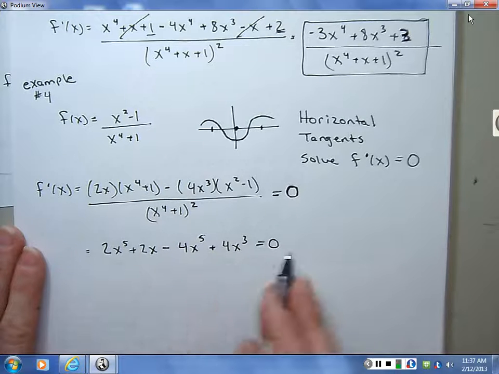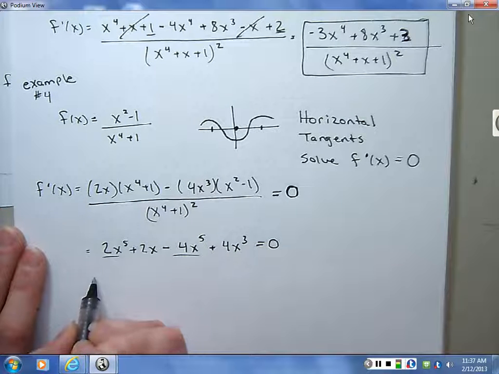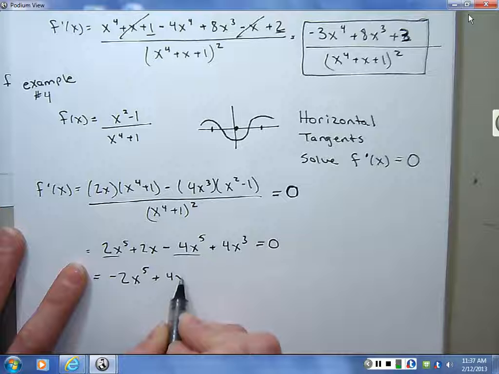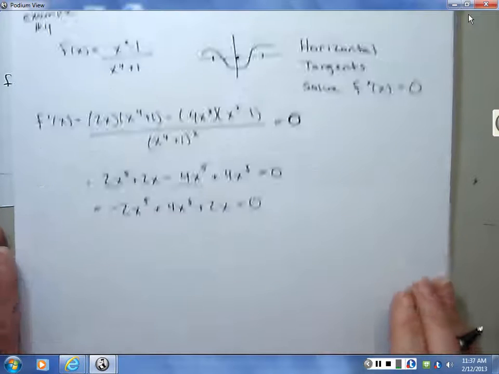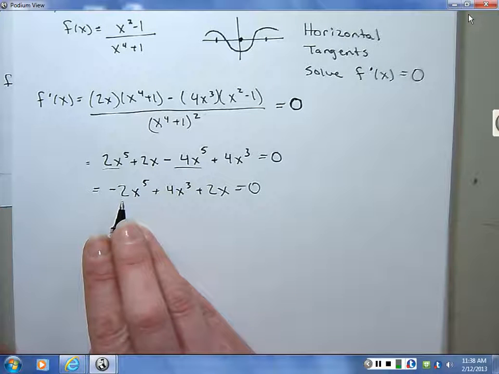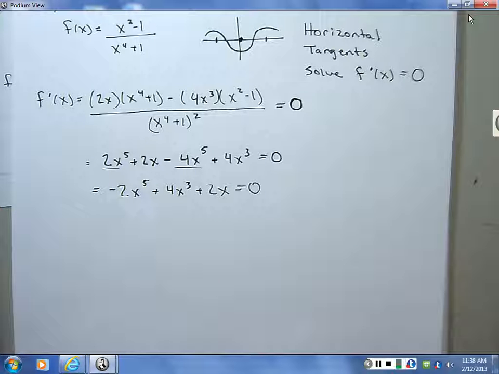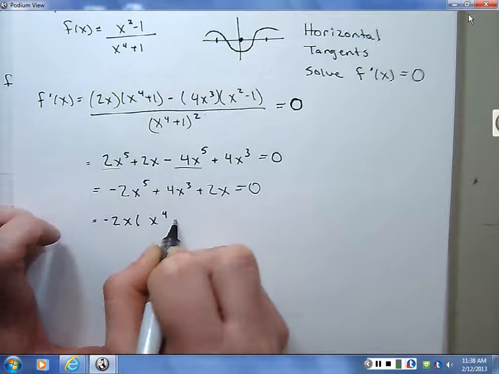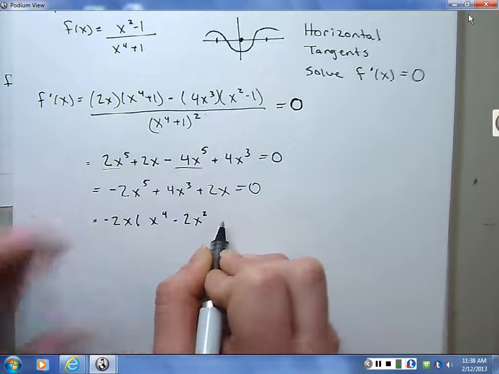So I want to solve for when this equals 0. So if I add like terms, I have minus 2x to the 5th plus 4x cubed plus 2x equals 0. What could I factor out to simplify my expression? A 2x? More so I could factor out a minus 2x because I don't like to deal with a negative coefficient on my highest power. I don't have to, though. Quadratic formula, eventually we're going to have to use, accounts for any value of a. But I like my a to be 1, simplifies my life. So if I factor out a minus 2x, I'm left with an x to the 4th minus 2x squared minus 1.